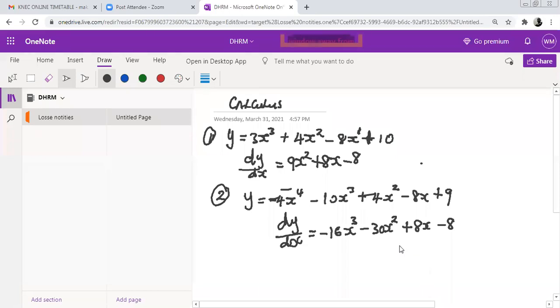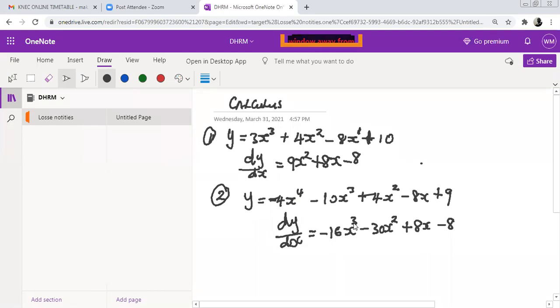This one, let me clarify. There is something that can confuse you here. It is negative 4x power 4. So this 4 will multiply 4 to give you negative 16. But the power was positive. 4 minus 1 is what? 3. It goes on like that. Is it okay? So basically that is what we talked about on differentiation.